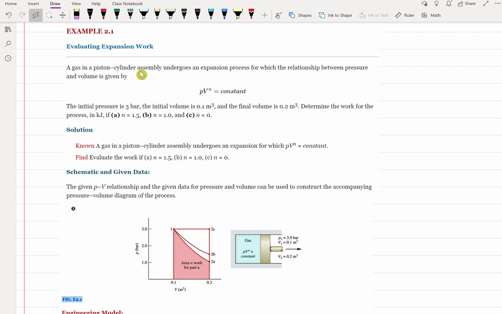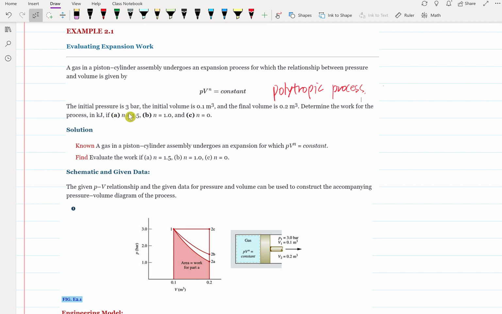This is an example in our textbook. Gas in a piston cylinder assembly undergoes an expansion process for which the relationship between pressure and volume is given by pressure times volume to the nth is constant. So we saw these relations in the previous class. This is called a polytropic process.